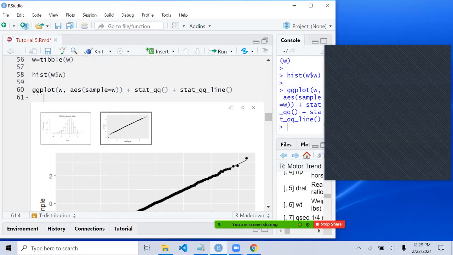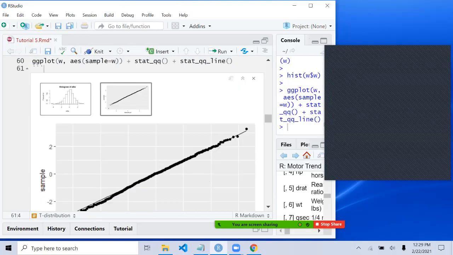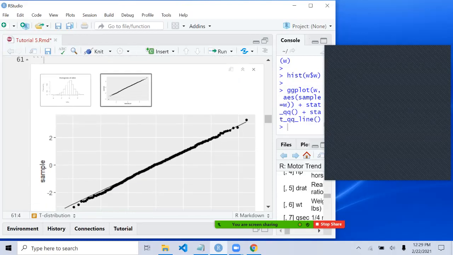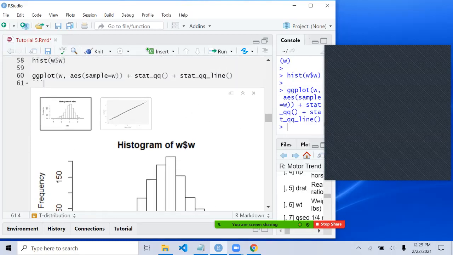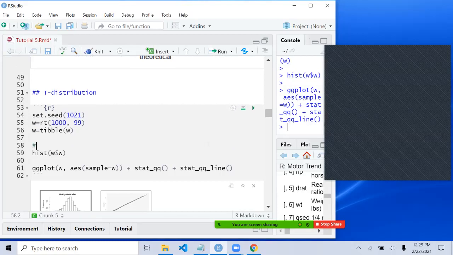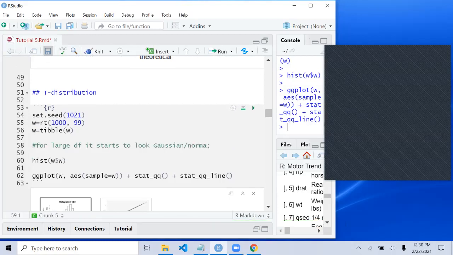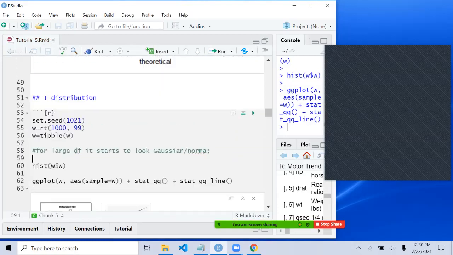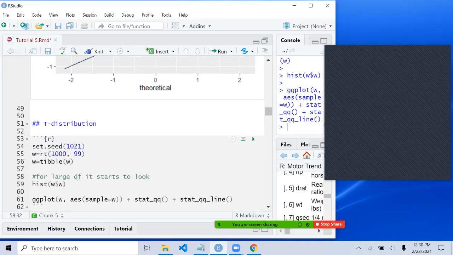This is the central limit theorem here, right? It tells you for large sample sizes, things look more and more Gaussian, like normal. This is what is actually happening here. So this is kind of funny, right? At some point, when degrees of freedom are very large, let's make a note here: for large degrees of freedom, the distribution starts to look Gaussian, normal. Obviously, that's the central limit theorem there. But yeah, you can play around with things and see what happens. I'm going to put this back.